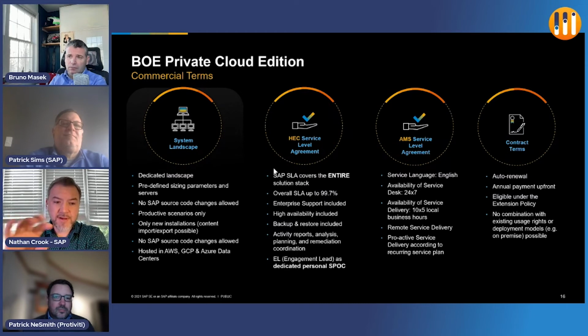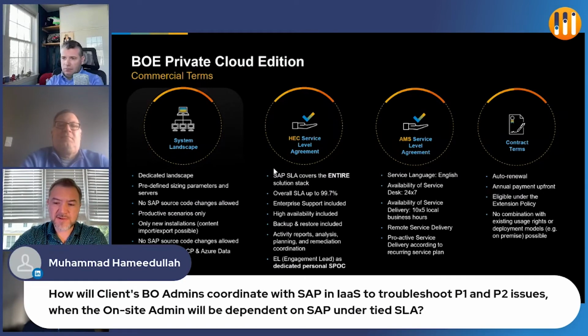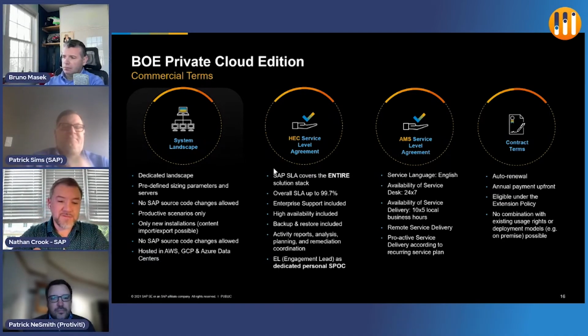Support overall, in terms of what you have access to, lends itself to Muhammad's question: how do the client's BO admins coordinate with SAP and the infrastructure as a service to troubleshoot P1 and P2 issues, when the on-site admin will be dependent on SAP under a tied SLA? The ticketing system and the general access to the folks managing those SLAs are very well-defined. I don't know the specific SLAs off the top of my head. However, the workflow you create with the people managing your environment gives you a broader spectrum of access to SAP and support overall that I think is beneficial, and something you don't see as an on-premise customer today.